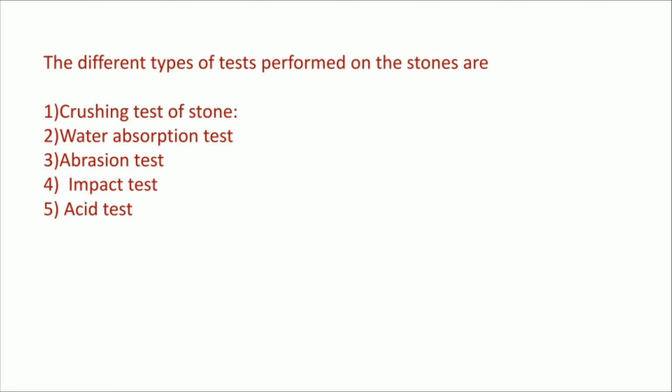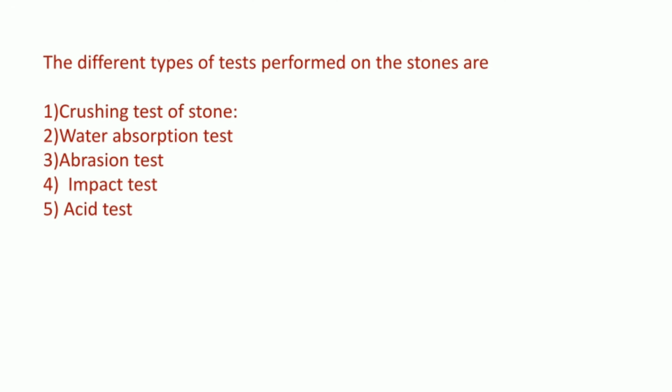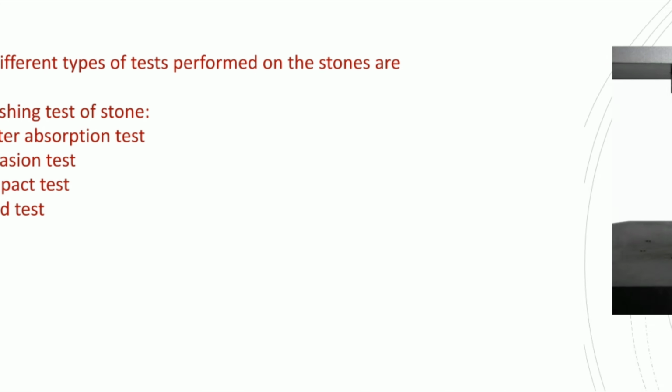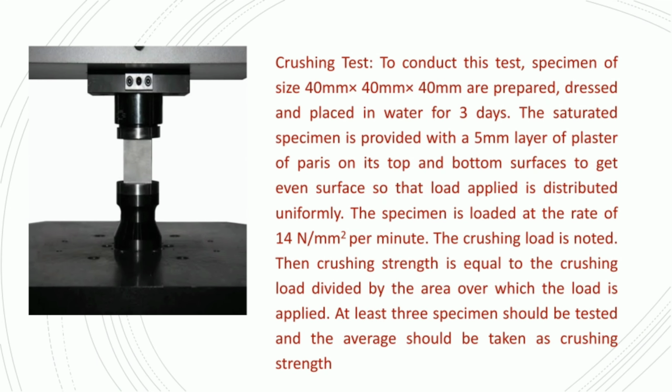Now we will study different types of tests performed on the stones. The different types of tests performed on the stones are crushing test of stone, water absorption test, abrasion test, impact test, and acid test. These tests are performed to find the suitability of stones for the work. Study about crushing test. To conduct this test, a specimen of size 40 mm x 40 mm x 40 mm is prepared, dressed, and placed in water for 3 days.